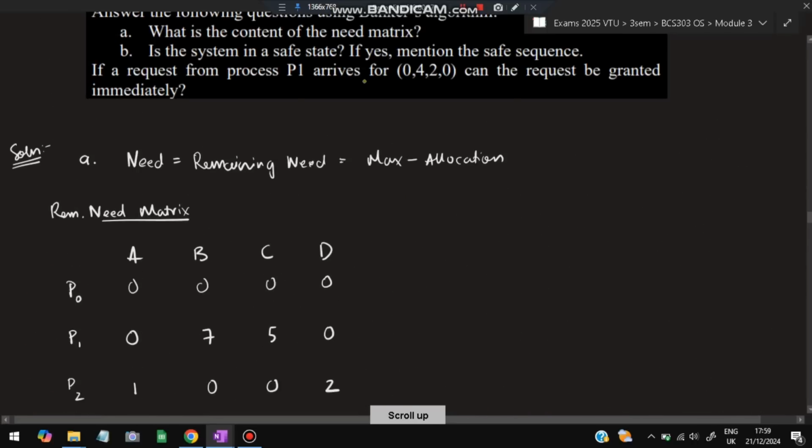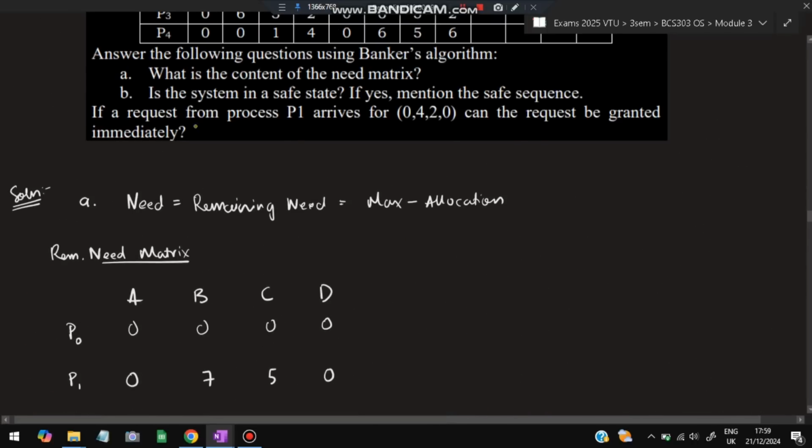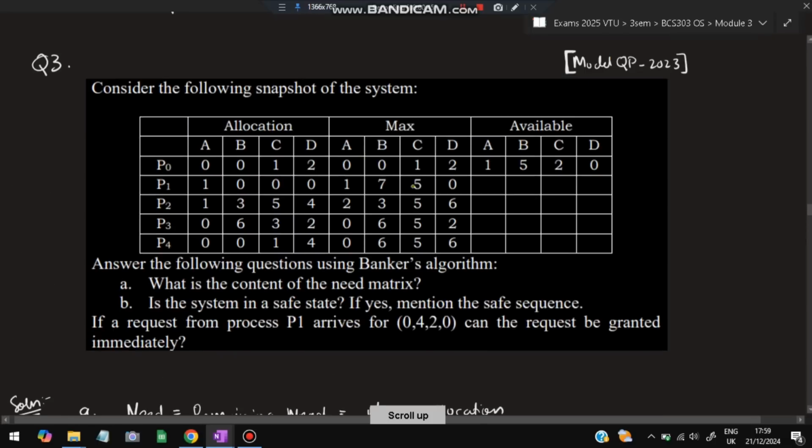Okay, so next question they had asked, if a request from a process P1 arrives for 0420, can the request be granted immediately? Okay, we can just check this same table and get to know. See, process P1. P1 is here. For the P1, how many allocation is there? 1a it has, and 0b it has, 0c it has, 0d it has.